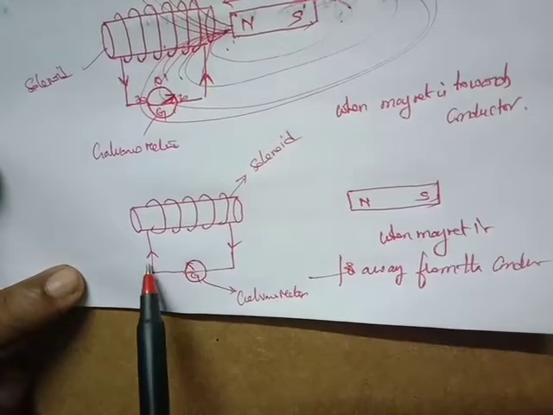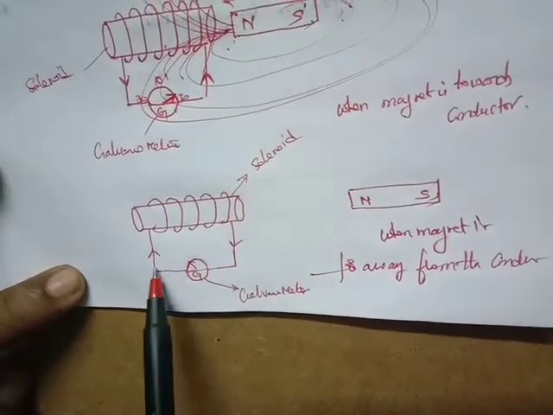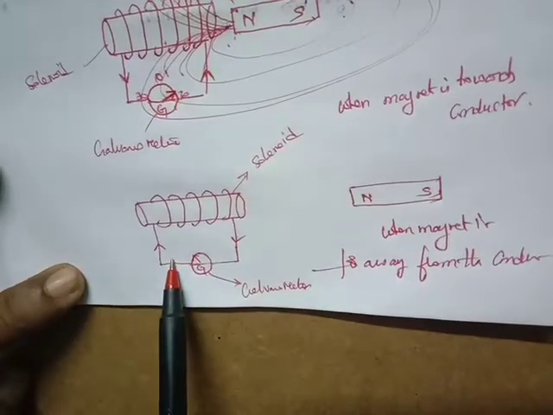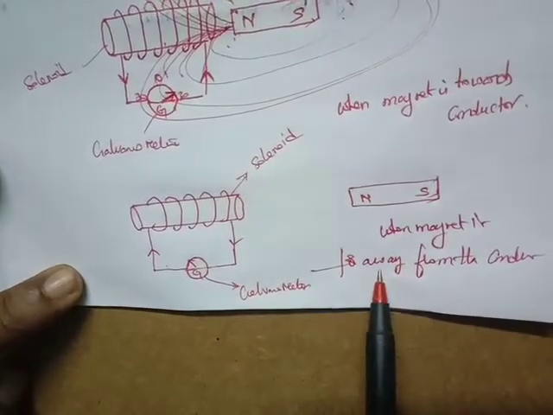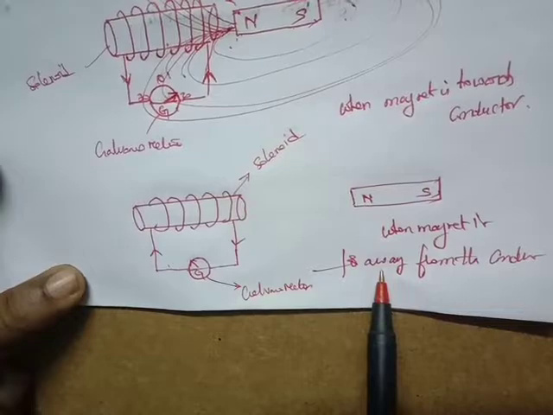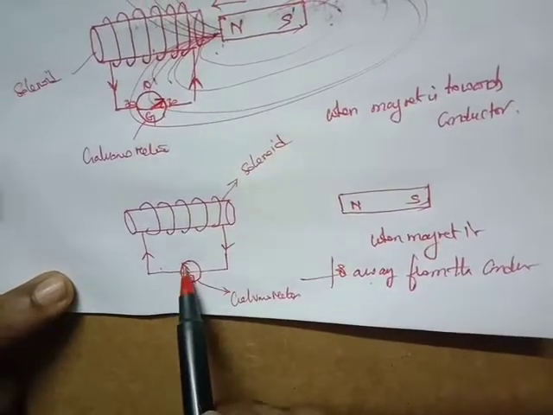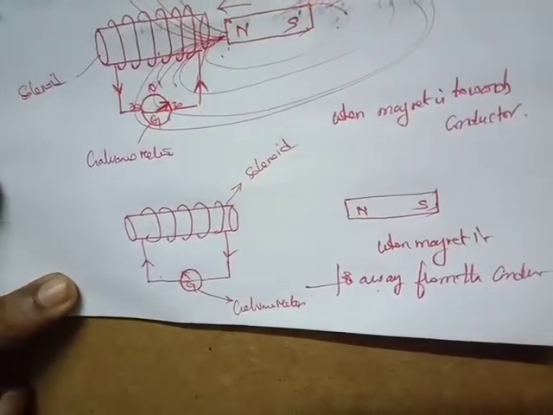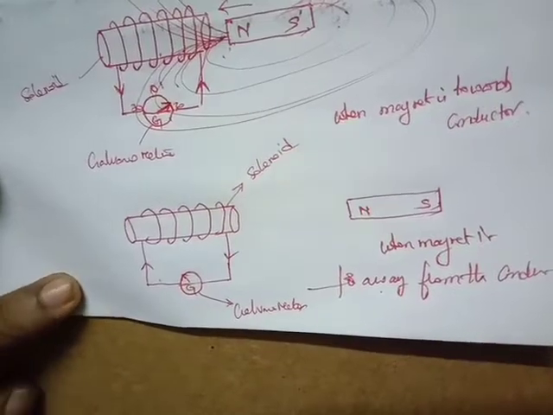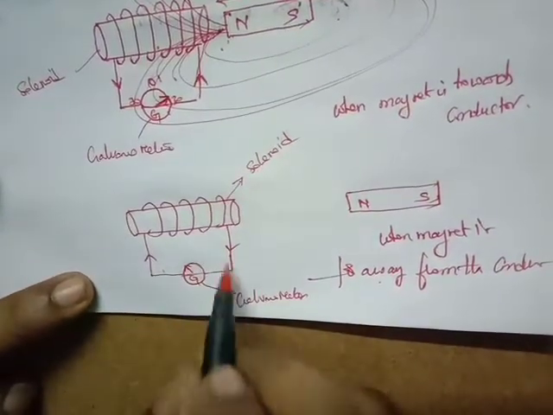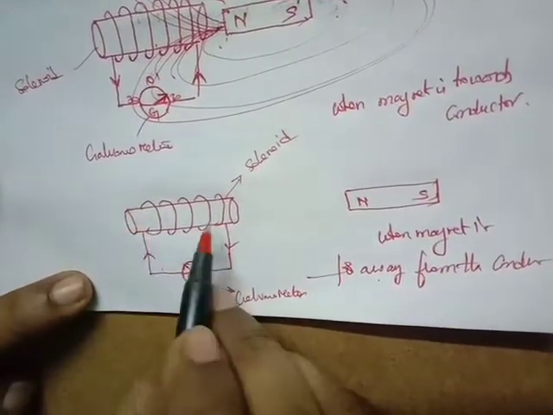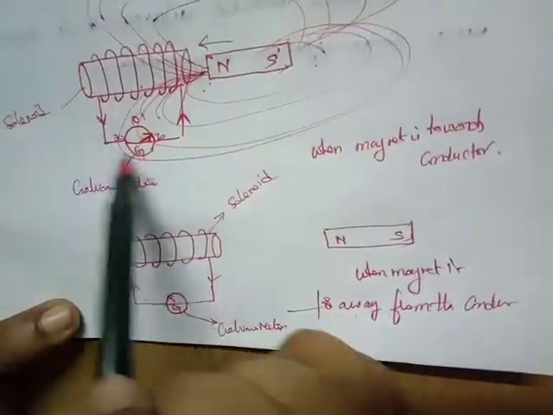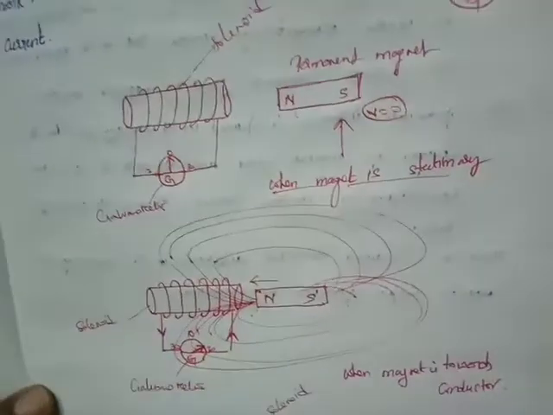So the copper coil should be how? The direction of the current should be reversed. When the magnet is far away from the conductor, the galvanometer shows the left-hand side of the current direction. That means clockwise direction of the current, and in the second case anti-clockwise direction of the current. In the first case there is no current in that conductor.